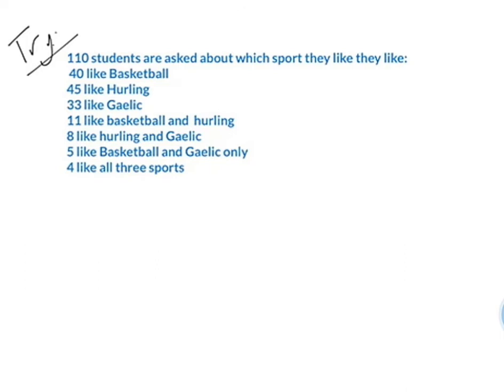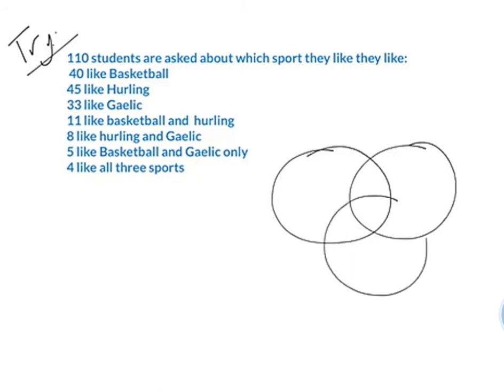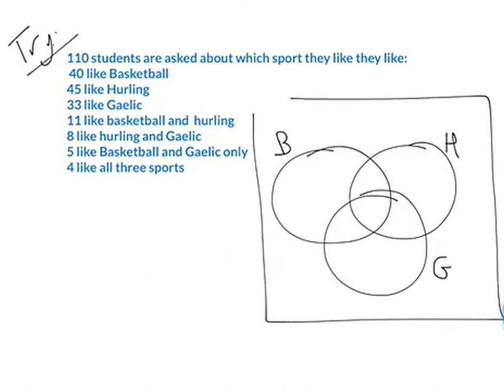Now look at the next question. I think you should pause the video and try to solve this question by yourself first. This is what I think you should do. 110 students, again the 3 circles, basketball, hurling and Gaelic. 3 sports are there. 110 students, the total universal set will be 110. So again we have to start from the middle. But let's go through the question.